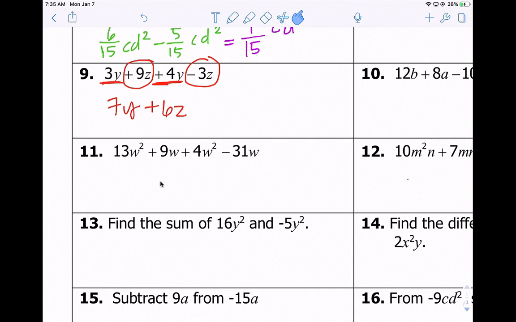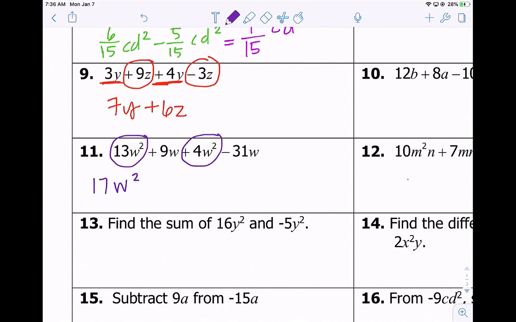Number 11 is a little bit tricky for a lot of students because they see W, W, W, W, and they think they're all like terms, but they are not. W squareds can only be added to other W squareds, and W's, like 9W, can only be combined with another W. So you're only going to put the W squareds together. So we're going to put 13W squared plus 4W squared together. So 13 plus 4 is going to be 17W squared.